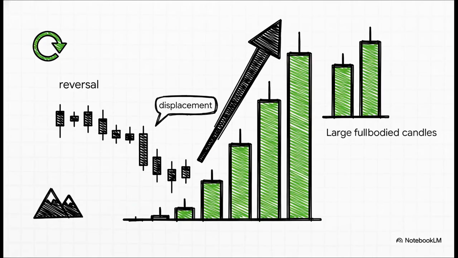Now, not every little wiggle on the chart counts as a real MSS. For a shift to be valid, you gotta look for a few key things. It's usually signaling a short-term reversal, and it has to happen at a key turning point, a swing high or low. But the most important piece of evidence is a sharp, aggressive price move. We call this displacement. And those big, full-bodied candles you see, that's not us retail traders. That's the footprint of big money.